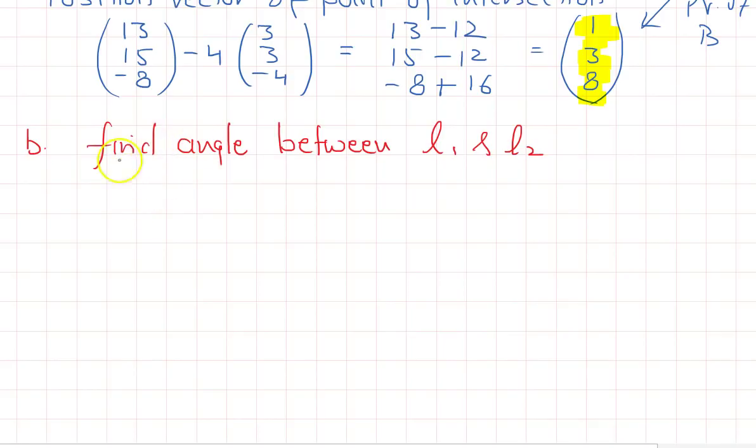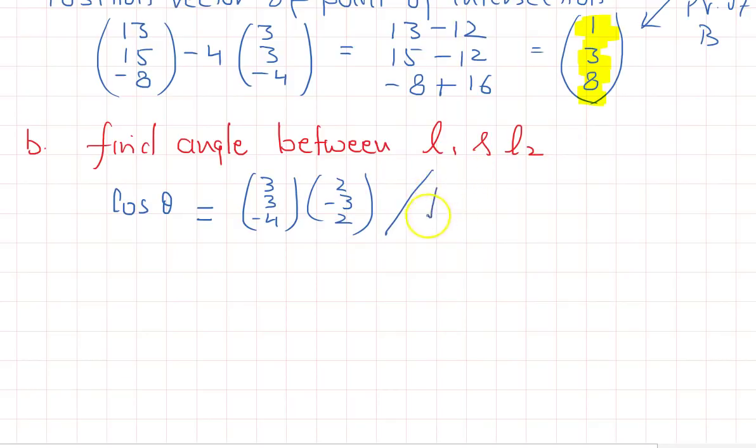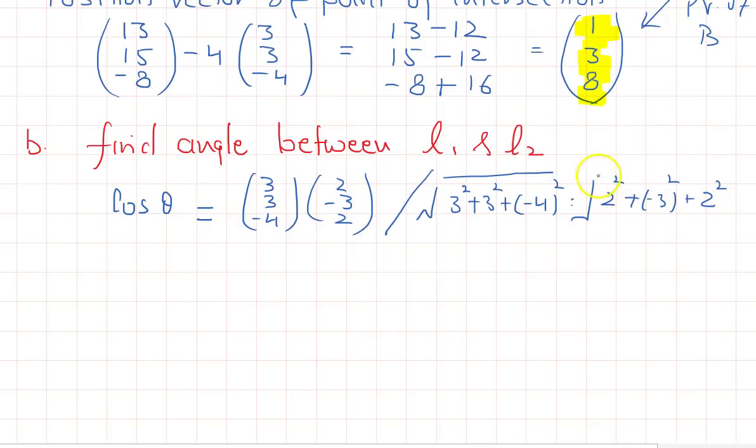Now we have to find the angle between the lines. So for the angle we can write cos theta is equal to 3, minus 4 and 2, dot minus 3, 2, divided by root 3 square plus 3 square plus minus 4 square, multiplied by root 2 square plus minus 3 square plus 2 square.